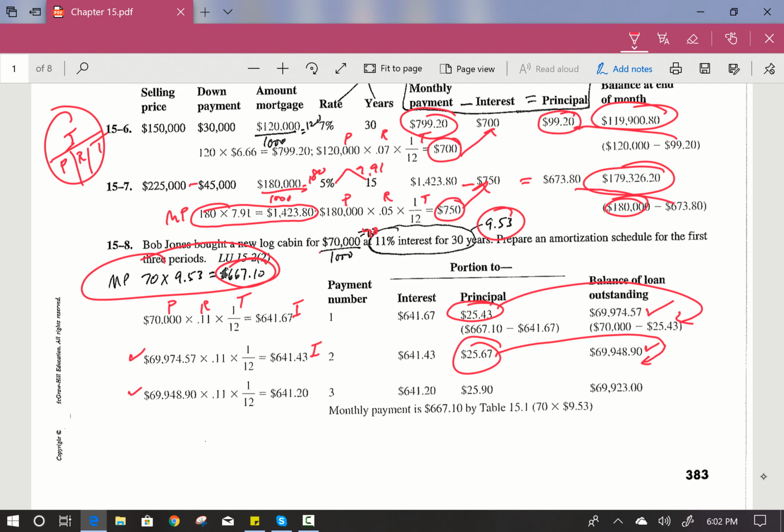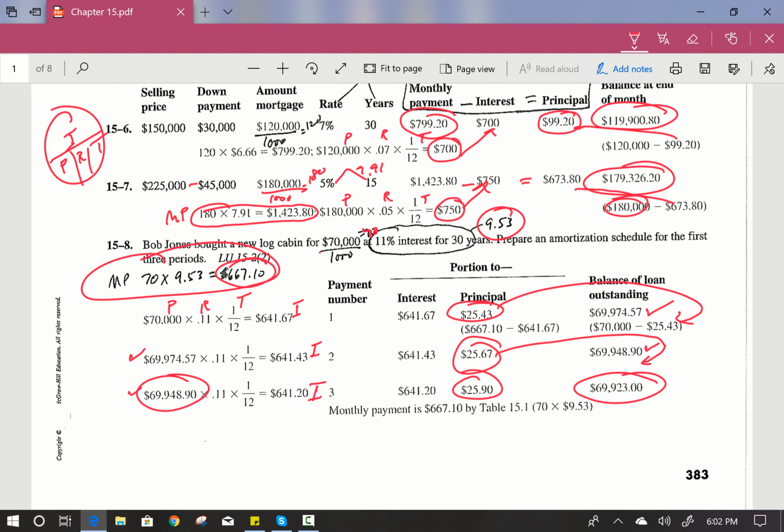$69,948.90 times 11% times 1 divided by 12 equals interest of $641.20. Subtract your interest from your monthly payment, which includes principal plus your interest. So the difference will be your principal of $25.90. Subtract that from $69,948.90, and that will give you the ending balance of the third month of $69,923.